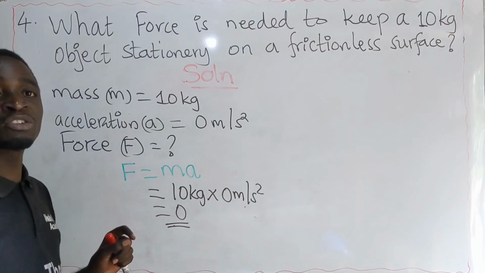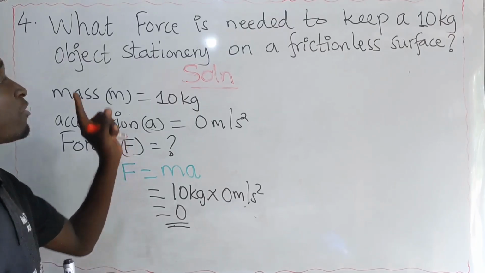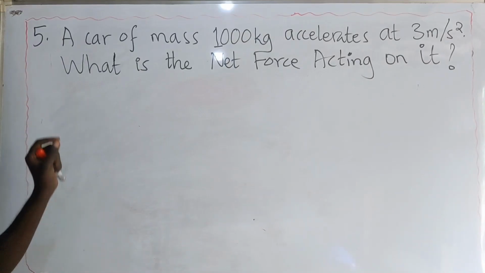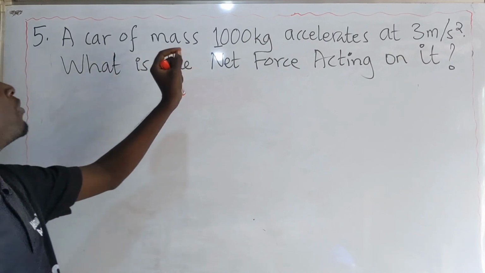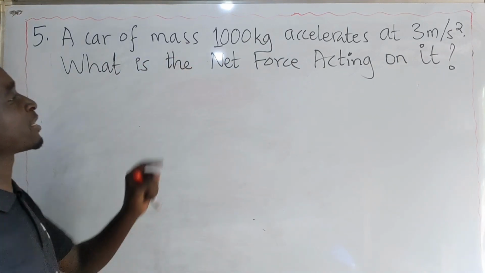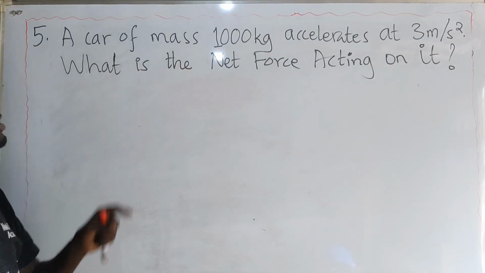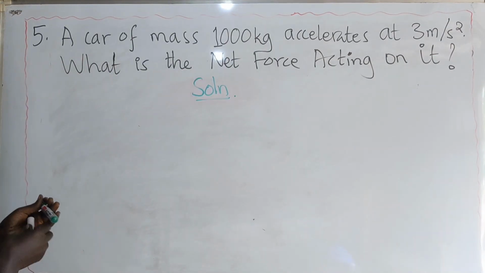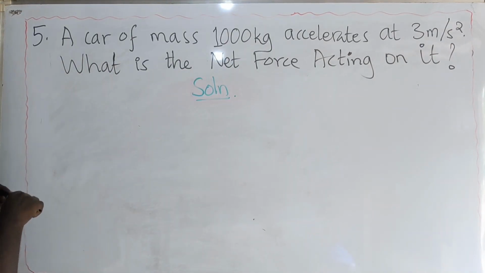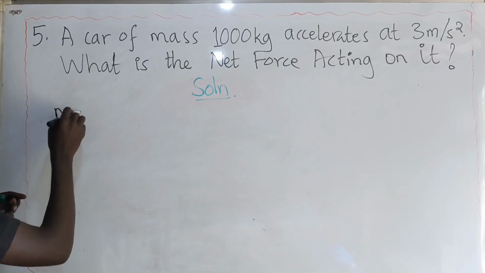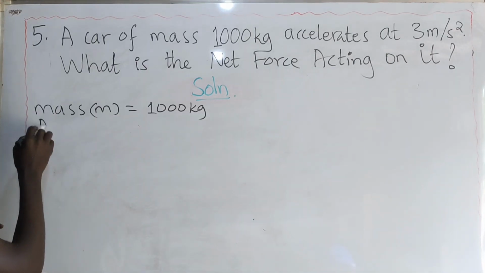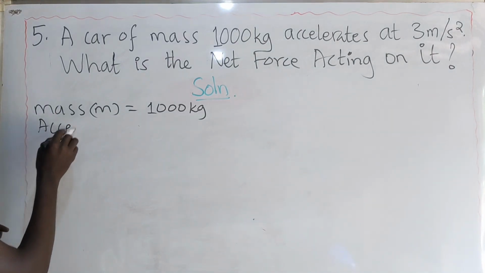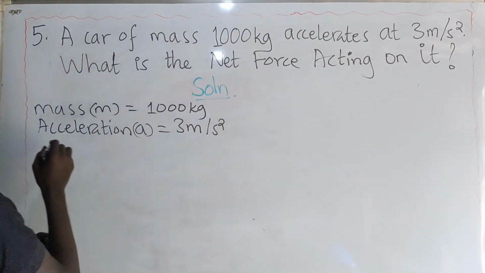After that, let's go to the last example, which is example number 5. The fifth example states: a car of mass 1,000 kilogram accelerates at 3 meters per second square. What is the net force acting on it? The solution. Here we are given mass and acceleration. Mass we are given 1,000 kilogram, and the acceleration we are given 3 meters per second square. What is asked here is net force.